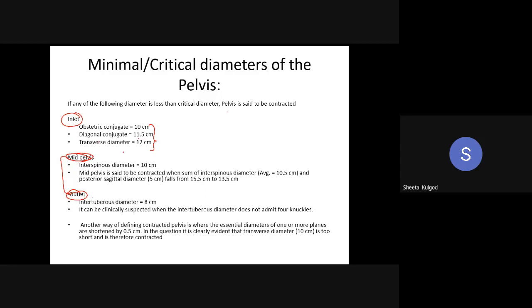So the critical diameters you have to remember for the inlet are these three, and in the mid pelvis the interspinous diameter, as we discussed, should be 10 centimeters or lesser. Another thing is the posterior sagittal diameter should be about 13.5 centimeters to tell it is a contracted mid pelvis. And in the outlet, intertuberous diameter less than 8 centimeters is again a criterion for contracted pelvis. So this is an important slide, and you all should remember the critical diameters.